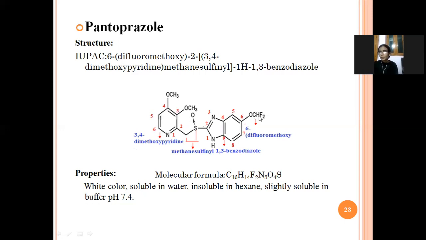See here, this is the structure of the benzodiazole. In sixth position difluoromethoxy. In second position the methane sulfonyl, and in third and fourth position methoxy groups are there, 2 methoxy groups. So this is the 3,4-dimethoxypyridine structure. So this is a structure and IUPAC name. Next properties are, it is white in color and it is soluble in water, insoluble in hexane, and slightly soluble in buffer. The buffer solution should be maintained at pH 7.4.